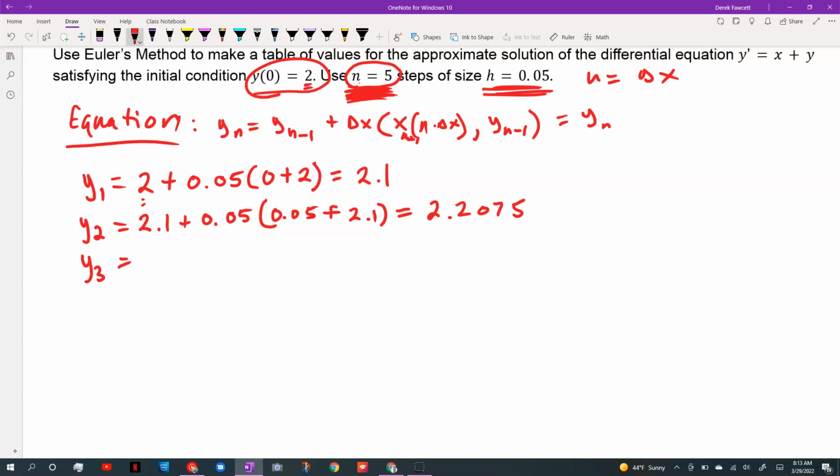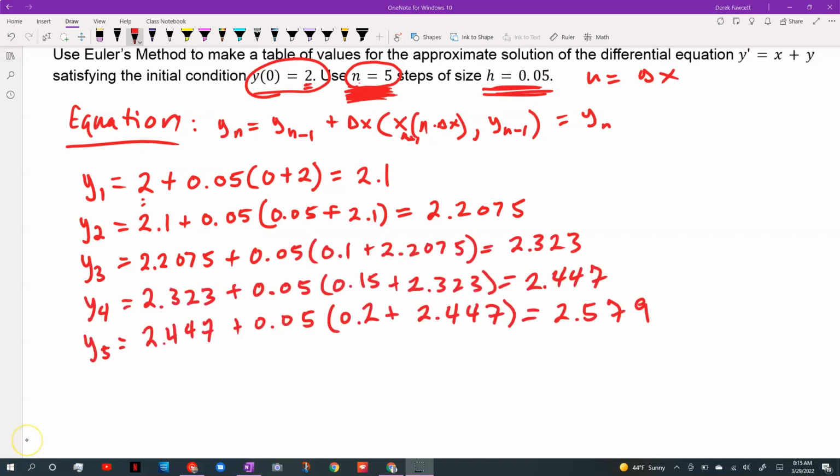We would use that new y, so 2.2075 plus, and so on. Everything else stays the same pattern, I should say. Go out to 5 steps and get that approximation. So pause the video, try this, and come back and check to see how you did. And as you're getting these new y values, I always tell students to round to the thousandths place.